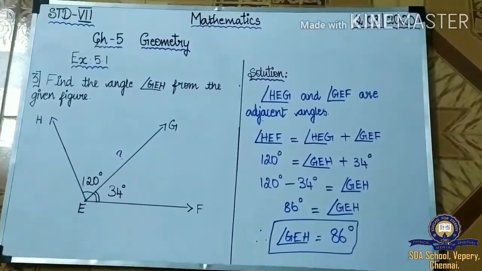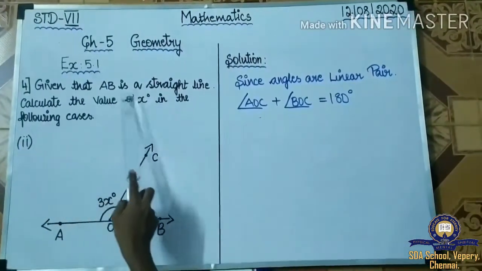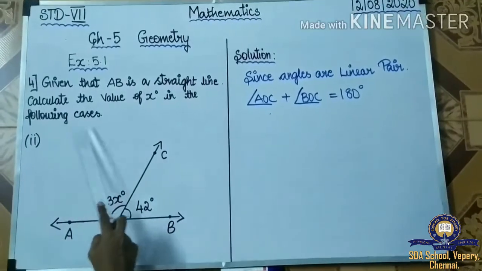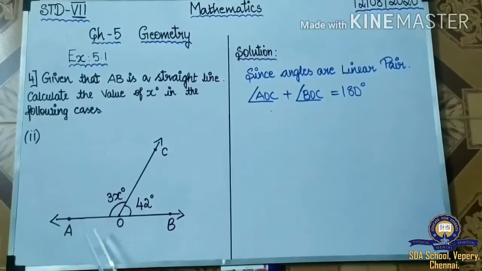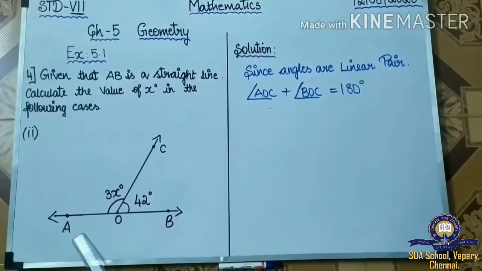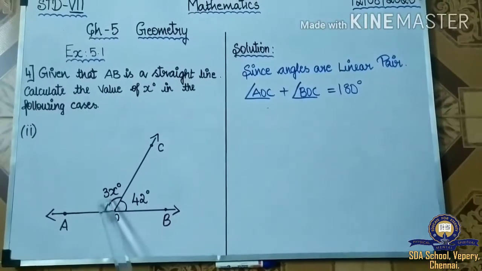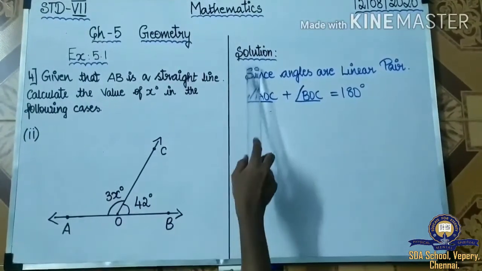Are you clear, students? Let's move on to our fourth sum. Given that AB is a straight line, calculate the value of x degrees in the following cases. In this, we move on to our second subdivision. See, this is the given figure. Given that AB is a straight line, we should find the value of x. Let's move on to our solution.